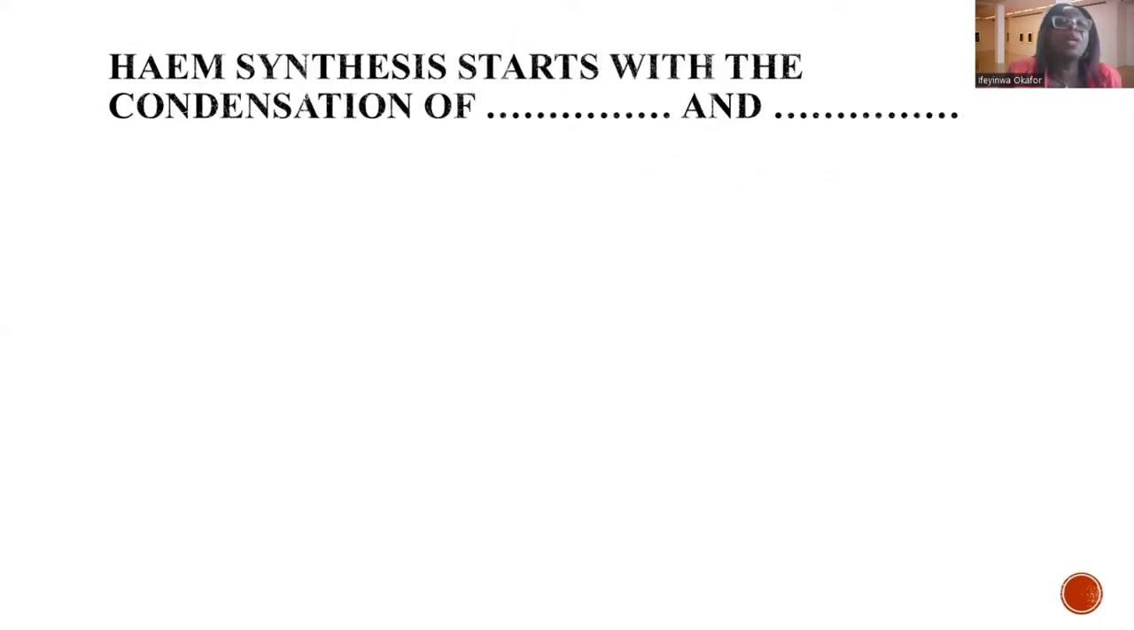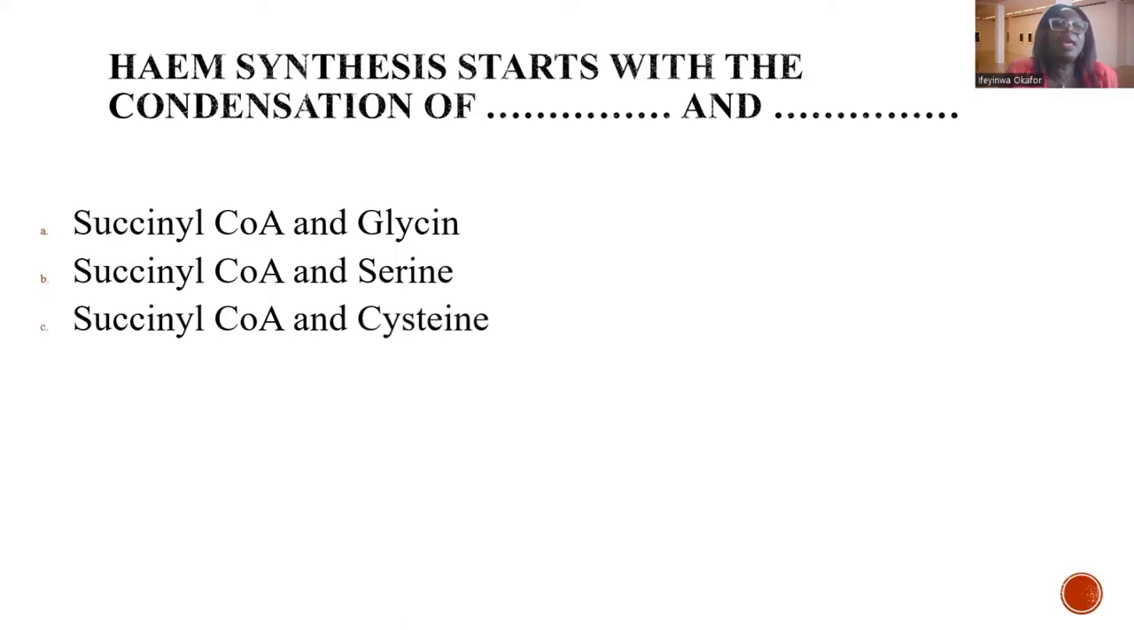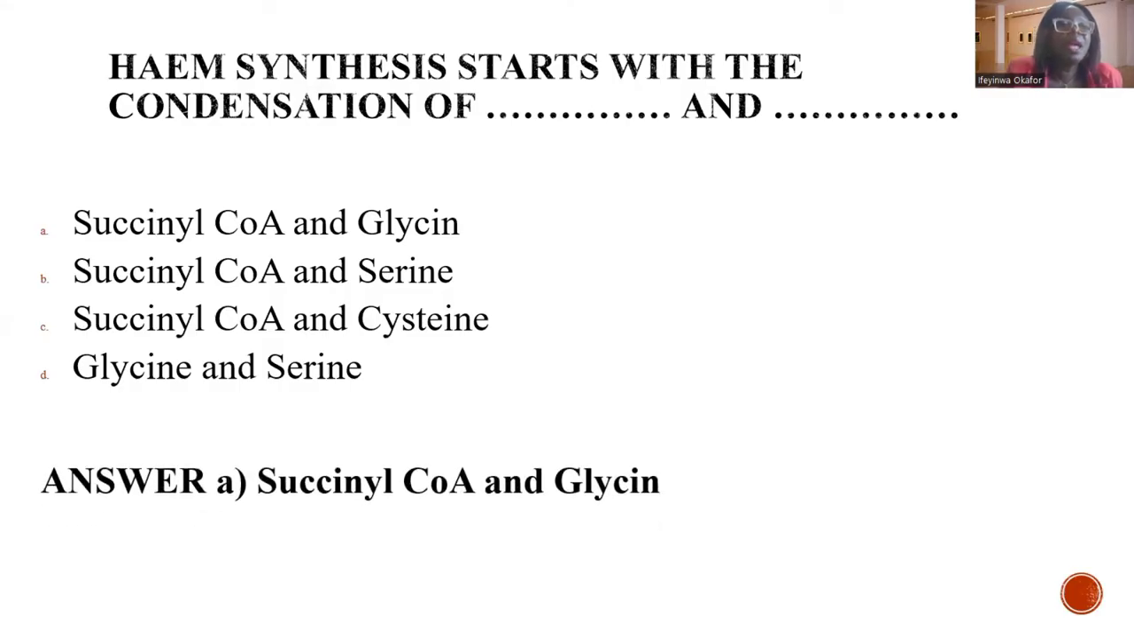Heme synthesis starts with the condensation of dash and dash. One, succinyl coenzyme A and glycine. Two, succinyl coenzyme A and serine. Three, succinyl coenzyme A and cysteine. Four, glycine and serine. Answer is A, succinyl coenzyme A and glycine. The condensation of succinyl coenzyme A and glycine to form delta aminolevulinic acid is the first stage in the formation of heme.